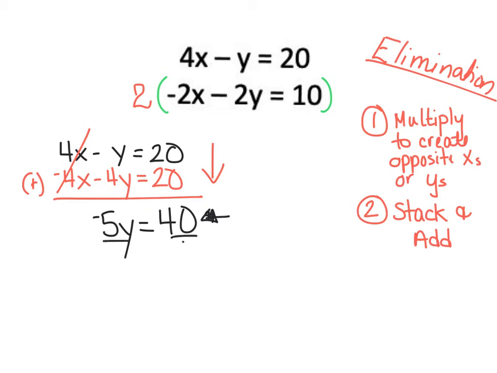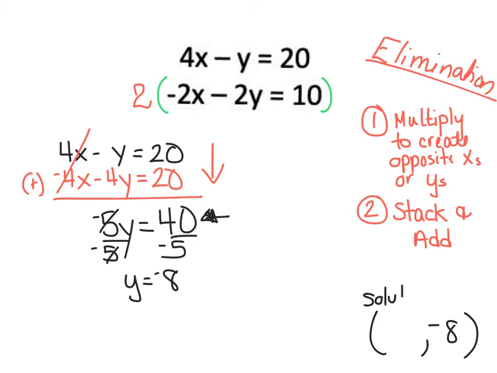How do I solve that? Divide both sides by -5, which produces y is equal to -8. So I'm going to write that in my ordered pair for my solution. And I need to get my x value, so I can't avoid substitution altogether. I'm going to go back to my original equation, the 4x minus, I'm going to plug in -8 for y is equal to 20.